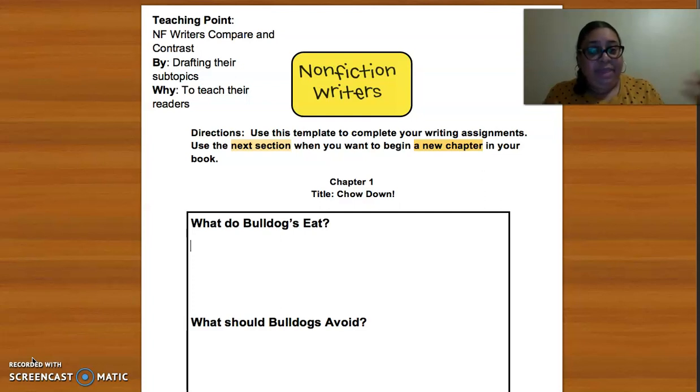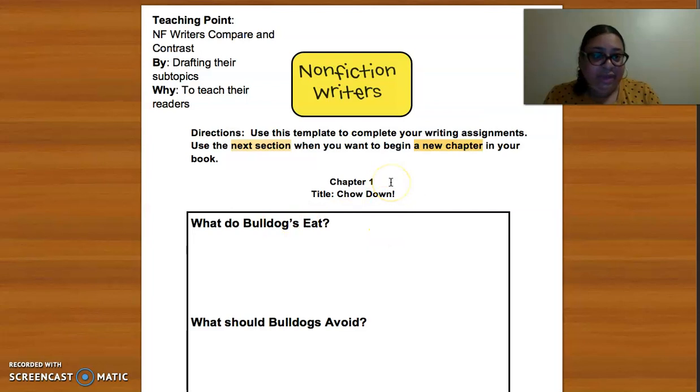We're thinking of our big topic, and then we're thinking about all the smaller things that our reader needs to learn in that topic. But we're also going to be comparing and contrasting information, even in our subtopics. Sounds really hard, but it's definitely not. I'm going to show you how to do it. So today's teaching point is that writers compare and contrast, and we do that by drafting our subtopics because we want to teach our readers.